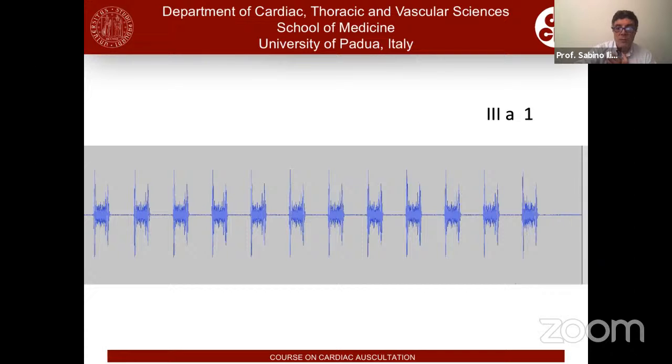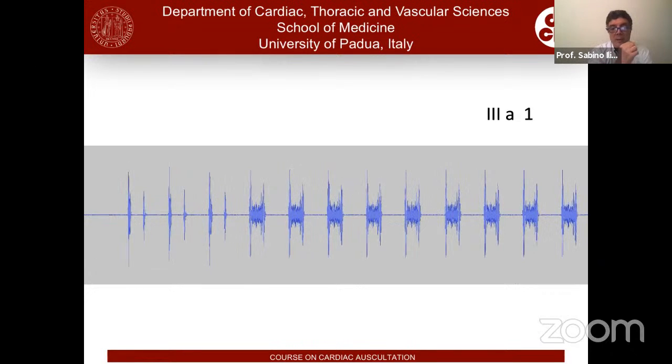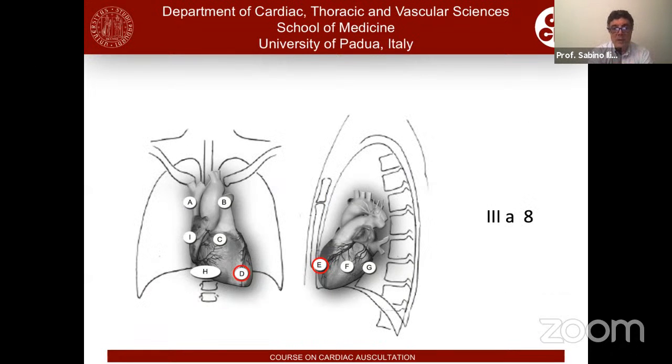Okay, so let's move to another example. As you will see in this lesson, the apex will always be present because it's the mitral area, and all regurgitant murmurs are systematically appreciated in the apex area. Then it can happen that they are irradiated, as in this case. This case is radiated through the axilla.